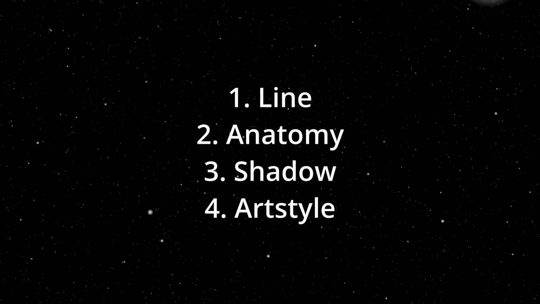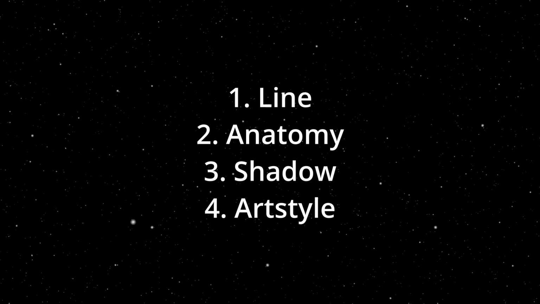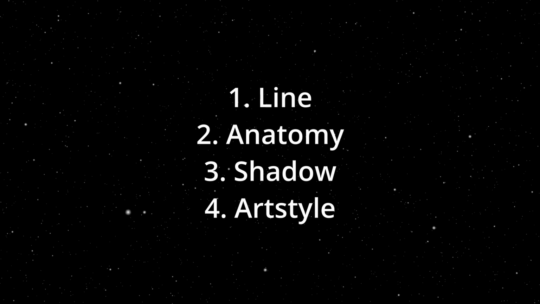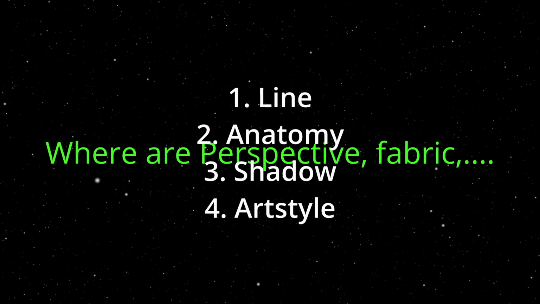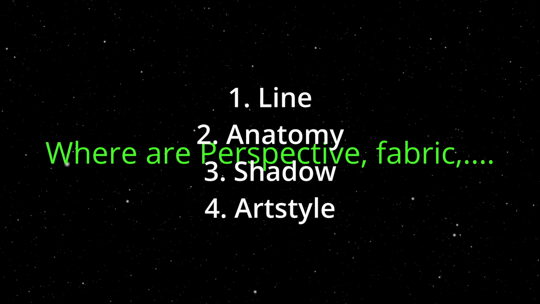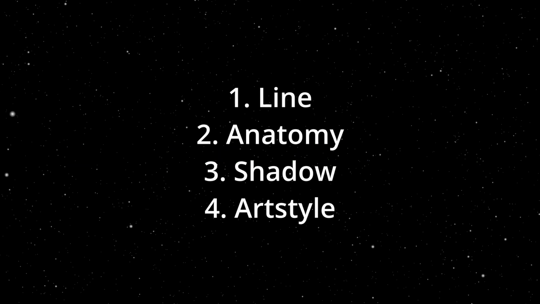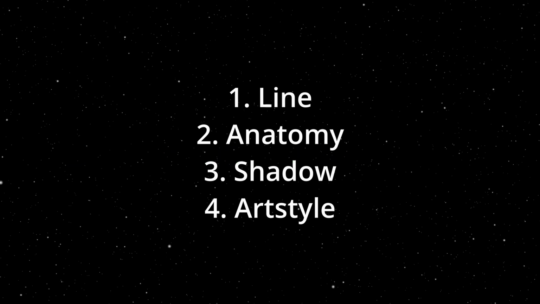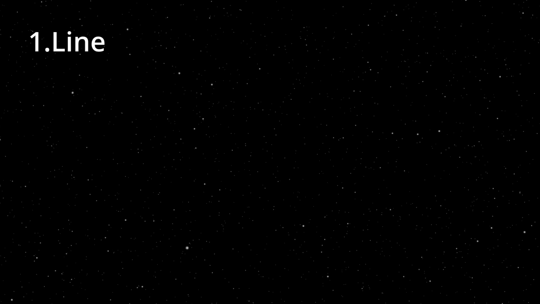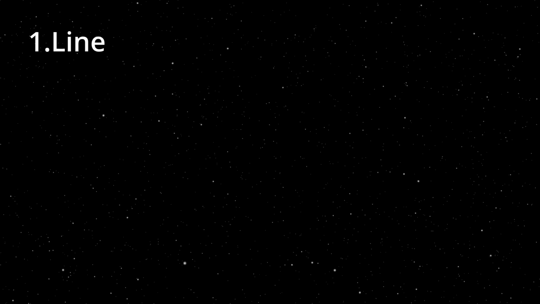Now for the next section, we are going to learn how to draw. For the tutorial section, I will be separating it into 4 parts, which are line, anatomy, shadow, and art style. I know I'm not mentioning perspective and fabric and other stuff because I think these 4 are the main parts that you need to learn in order to be able to draw something that you would like. I'm not saying that you have to know all this. I'm just saying that if you know all this, then I think it will become easier.